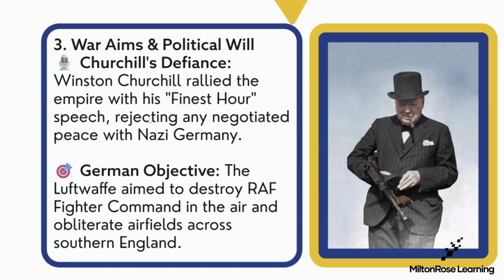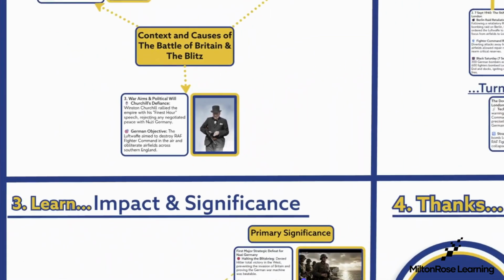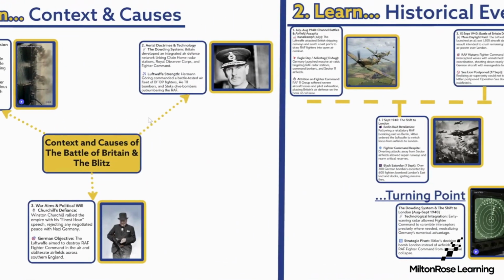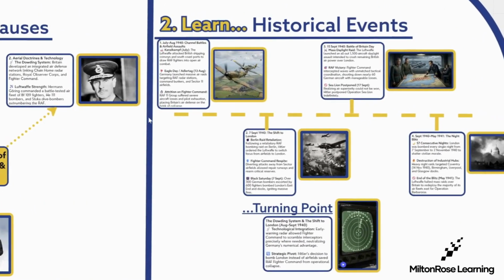And the German objective, the Luftwaffe aimed to destroy RAF Fighter Command in the air via dogfights, and then obliterate the airfields across southern England, because if they obliterated RAF airfields, then they can't land and they can't launch into the air. They would find it very, very difficult. So that was the German objective going into this part of the war. So those are the contextual issues behind the Battle of Britain and the Blitz.